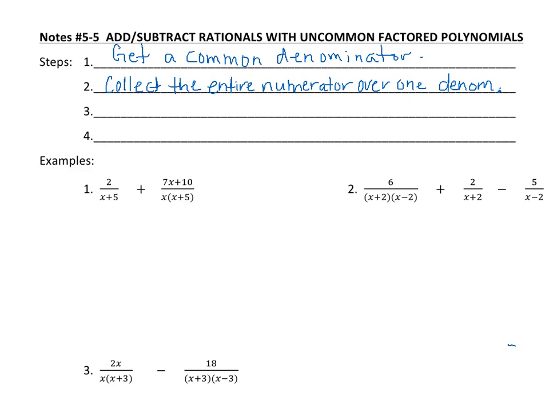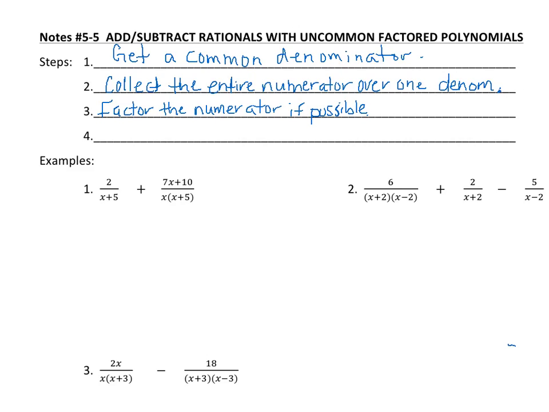Step number 2, you want to collect the entire numerator over one denominator. So in order to do that, once you get your least common denominator, you're going to have to multiply the top and the bottom of each fraction to get it to be the same, and then you're going to collect it over 1.